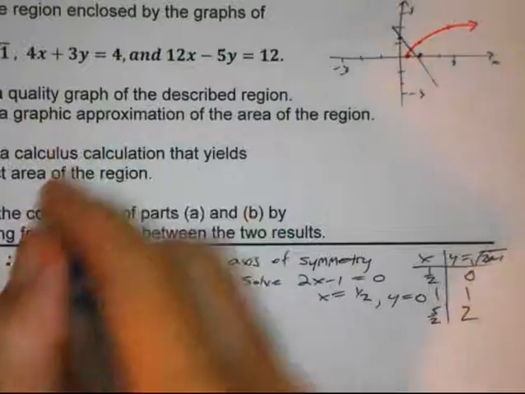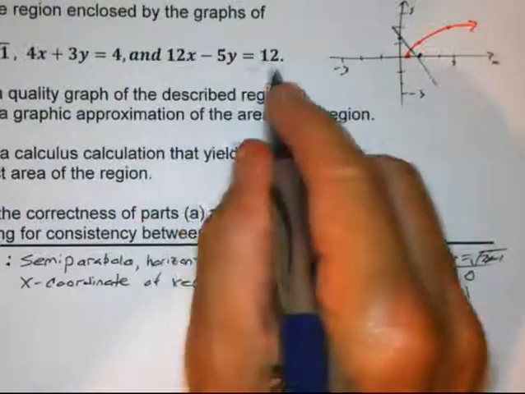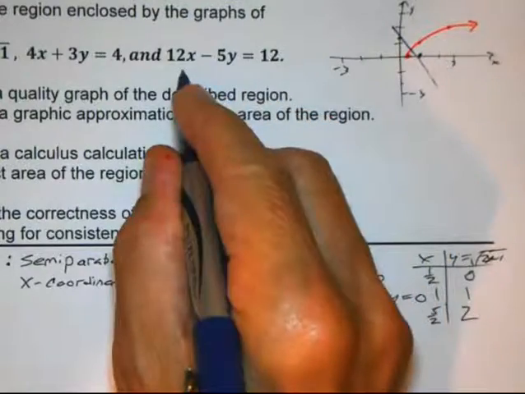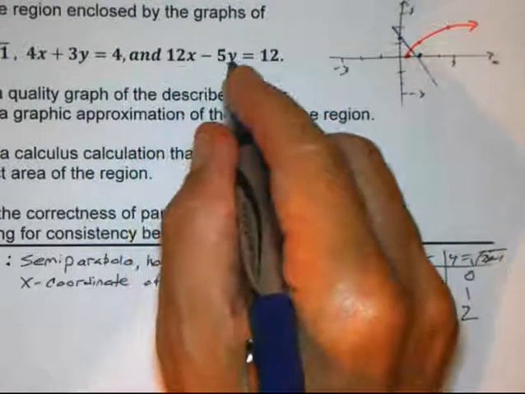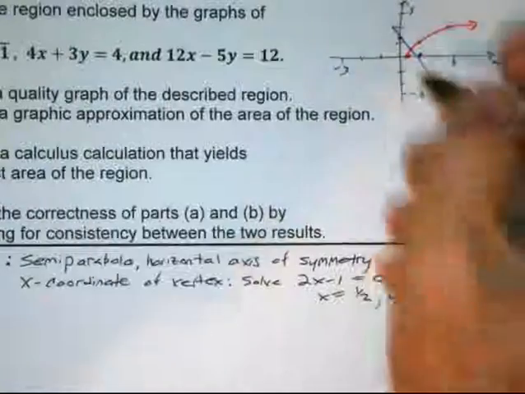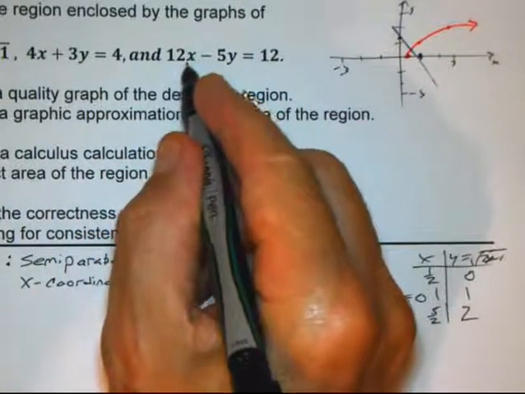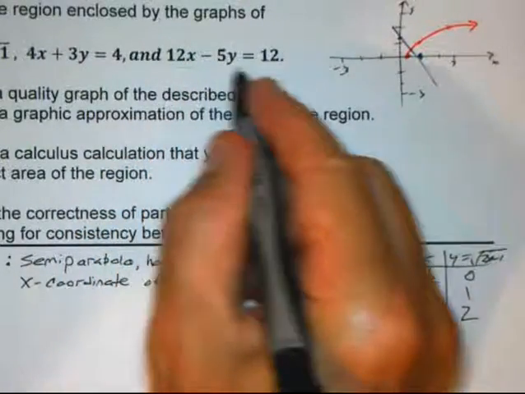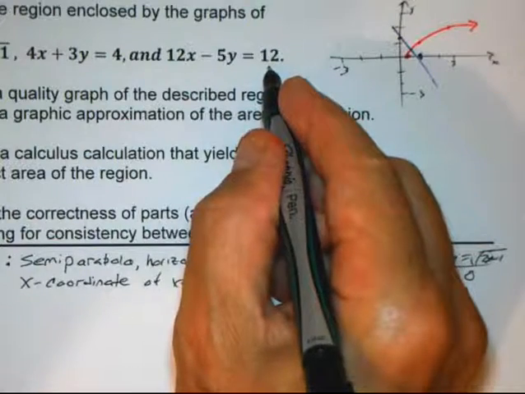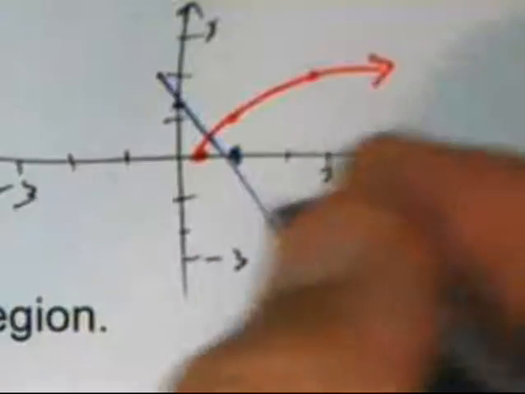And then move on to the third equation here. This is going to be a straight line as well. How about some quickie intercepts? Let y be 0. x is 1. And then let x be 0. Then y becomes negative 12/5, negative 2.4, around here. Sketch a straight line.